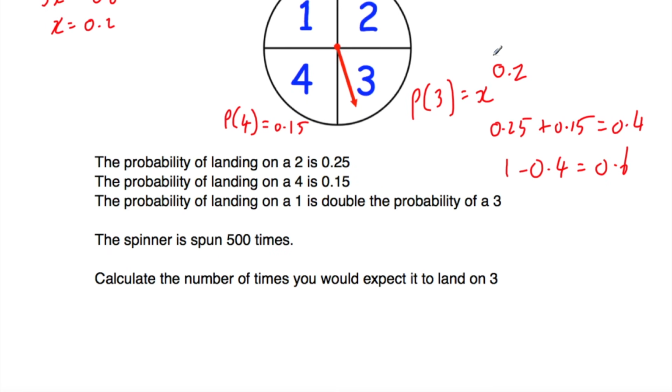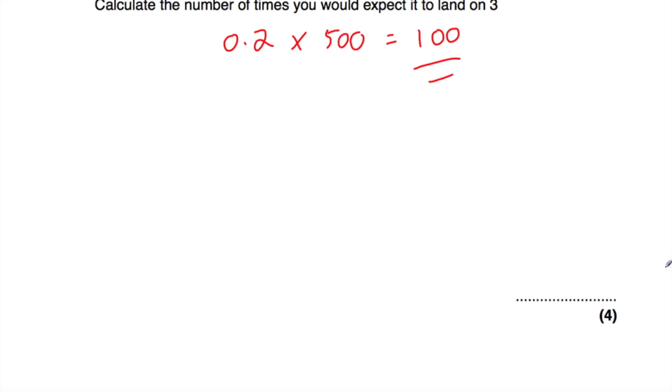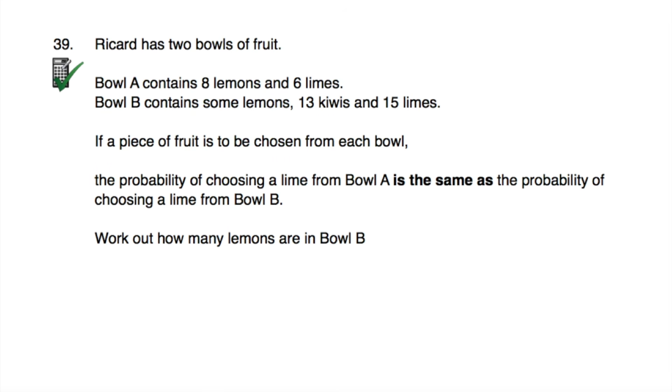So the probability of a 3 is equal to 0.2. It's spun 500 times, so if you multiply the probability of a 3 by the number of times it's spun, that'll tell you how many times you would expect it to land on a 3. Now it may not, it may be slightly different, but it should be roughly equal to this. So 0.2 times 500 is equal to 100. You'd expect it to land on a 3 100 times, and that's it. Okay, let's have a look at our next question, question number 39.